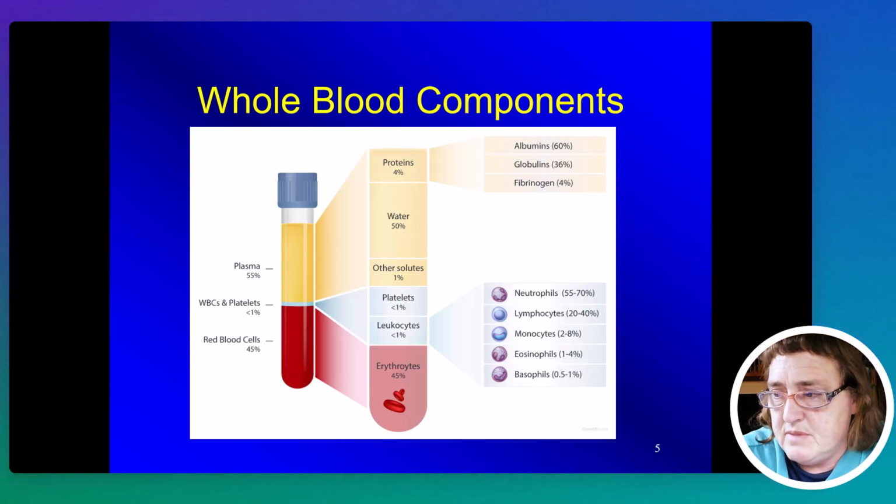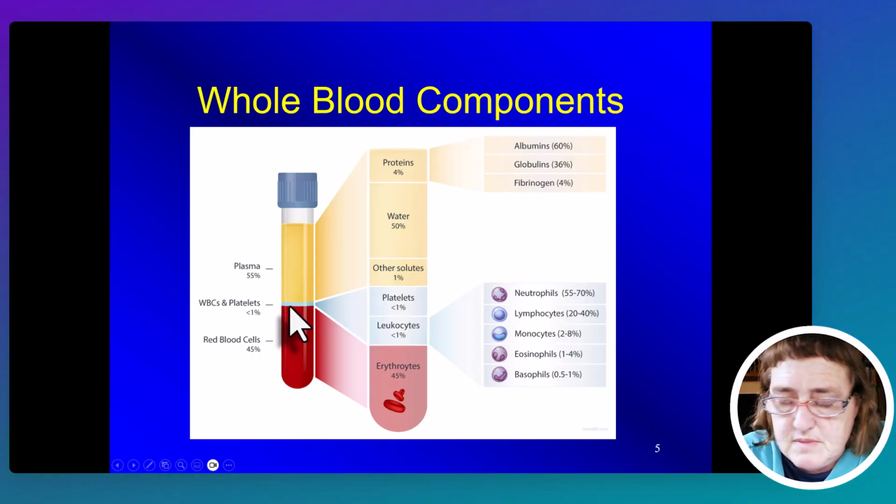Between the plasma and the red blood cells is this tiny little white part called the buffy coat, and that's where the white blood cells will be located.